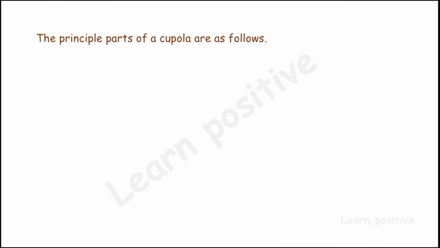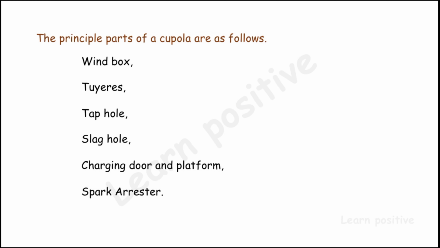The principal parts of the Cupola furnace are as follows: wind box, tuyeres, tap hole, slag hole, charging door and platform, and spark arrestor. The wind box is used to blow excess air into the Cupola furnace, and the tuyeres are used to burn the coke using the air from the wind box. The tap hole is used to collect the molten metal, and the slag hole is used to remove the slag formed by the flux. The charging door and platform is used to charge the metal, coke and flux into the furnace.